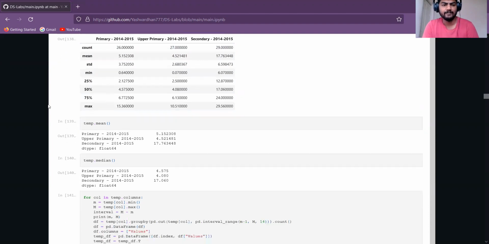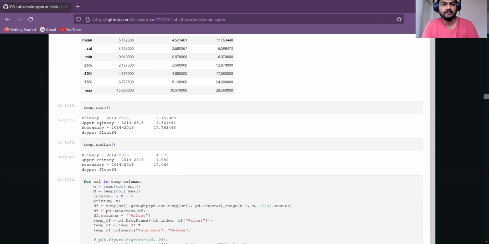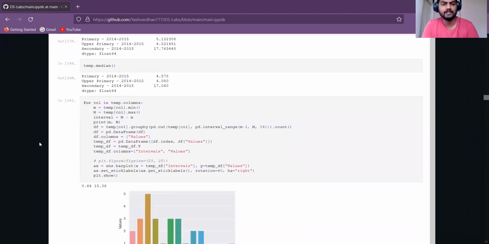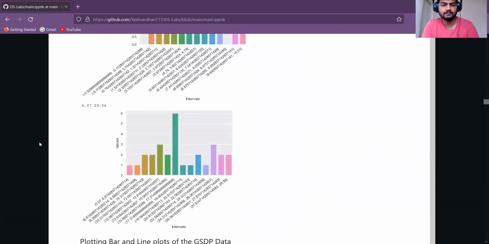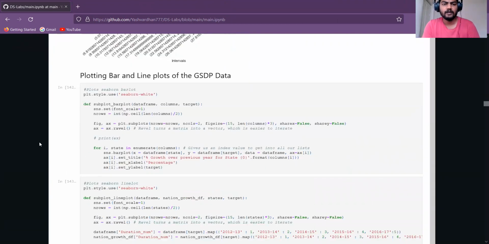We calculated the mean for the year 2014 to 2015, which is the average for each of the 28 states. Similarly, for the upper primary and secondary, and then we calculate the median for the primary, upper primary, secondary. Then we calculated the bar graph as follows. After all the pre-processing, removing the nan values and removing the union territories, we make the line plots and the bar plots.